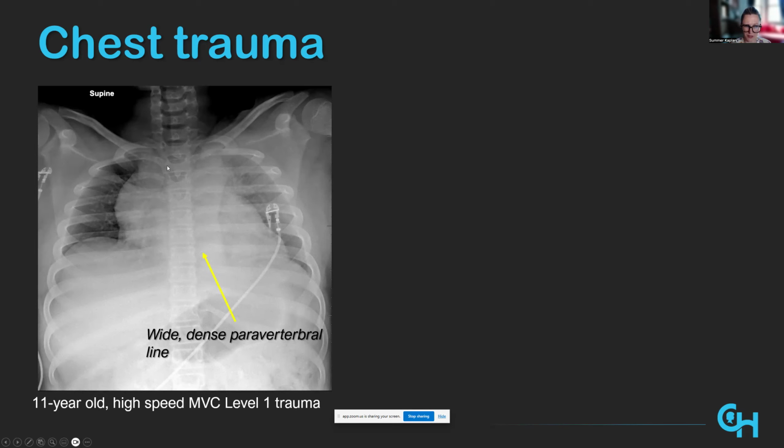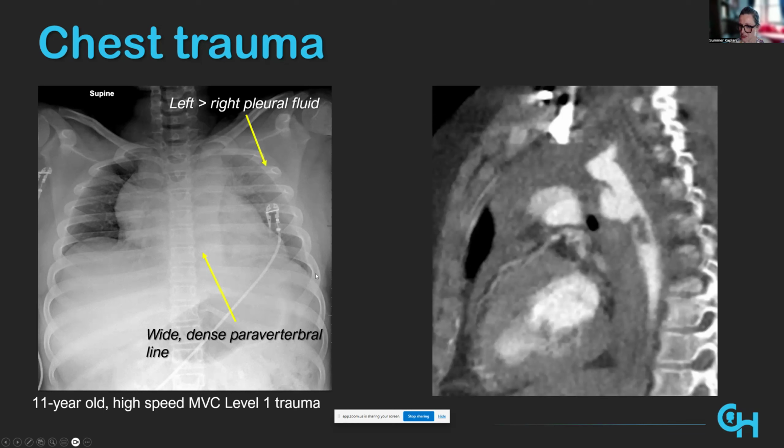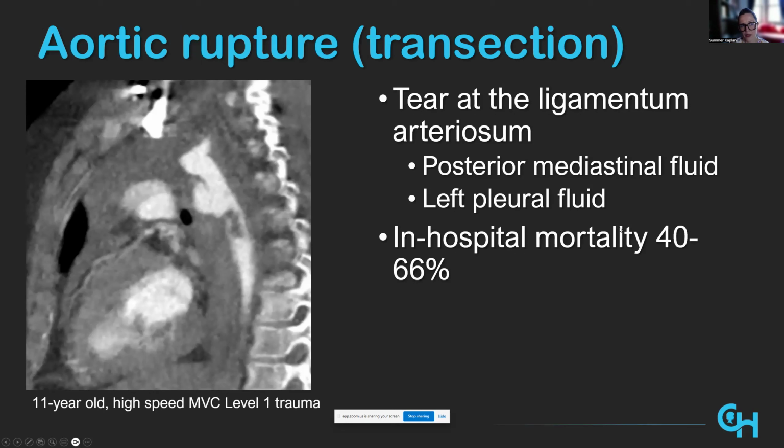The upper mediastinum is a little difficult to evaluate here because of the technique, the low lung volumes and the portable technique. But this would warrant a CT. So this kid did go to CT, and we do in fact see an aortic injury. So there's a transection or partial transection, a hole essentially in the aorta. The aortic rupture or transection usually tears at the ligamentum arteriosum, so the point of attachment, and results in posterior mediastinal fluid, blood products, as well as left pleural fluid.